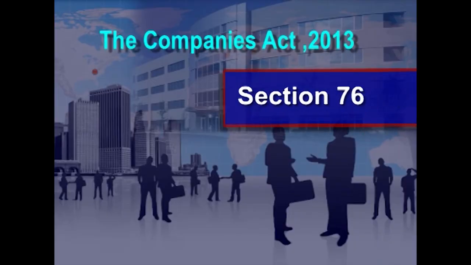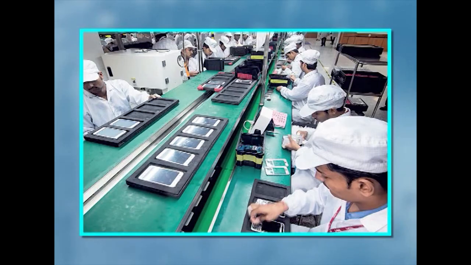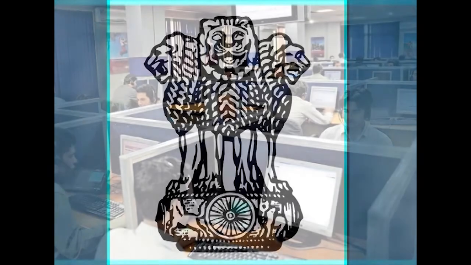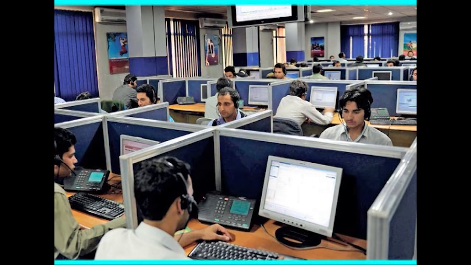Section 76 of the Act lays down that a company having net worth and turnover of such amount as may be prescribed may accept deposits from persons other than its members, subject to compliance with Section 73, subsection 2 of the Act, and subject to rules made by the central government in consultation with the Reserve Bank of India. Such companies should also obtain a credit rating from a recognized credit rating agency.